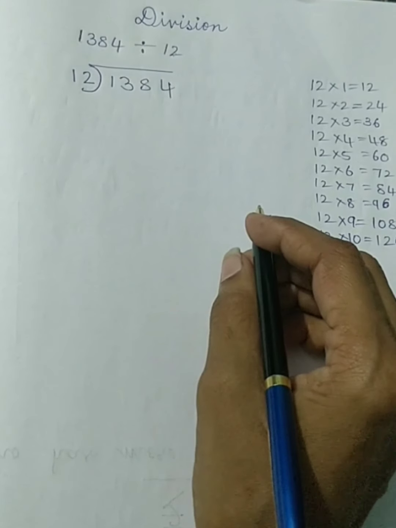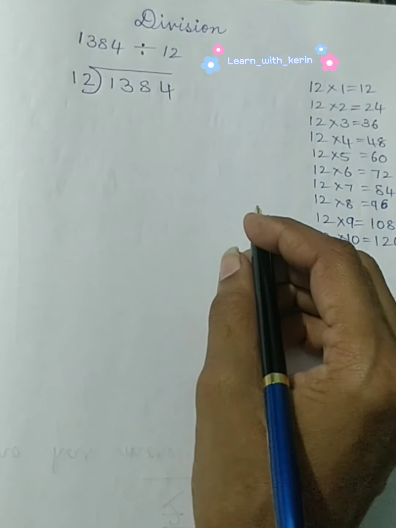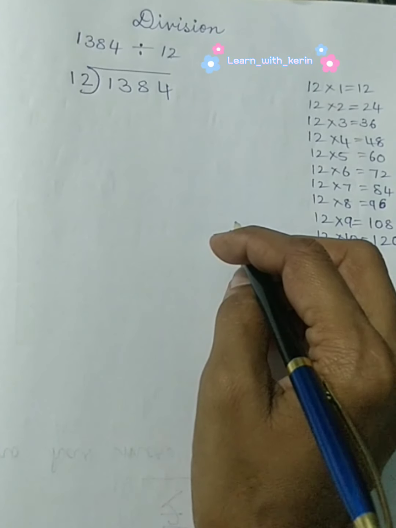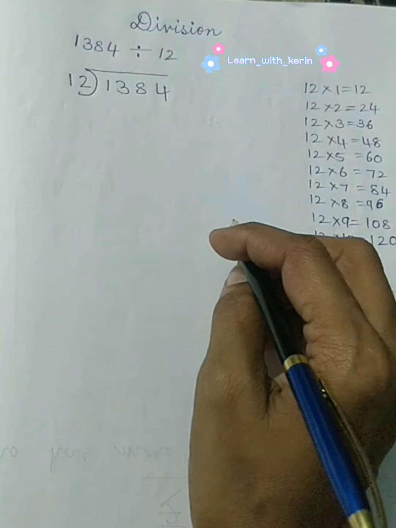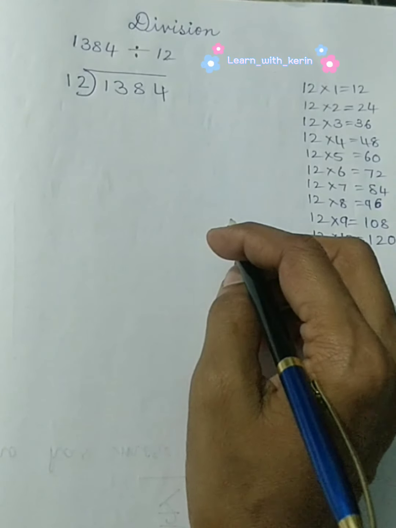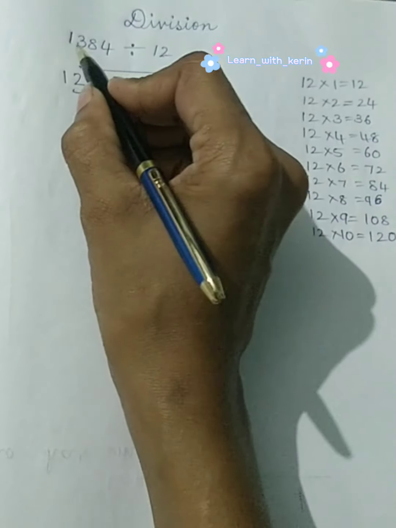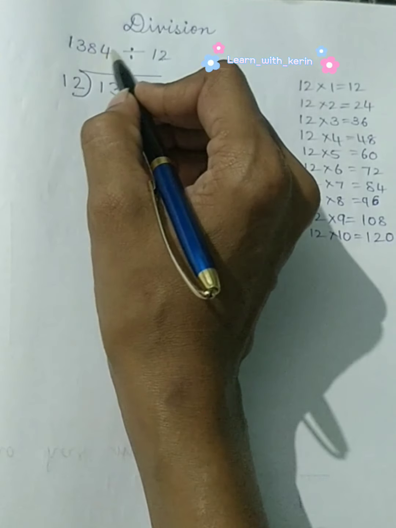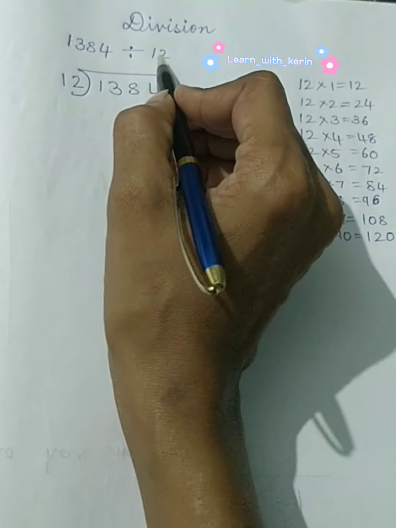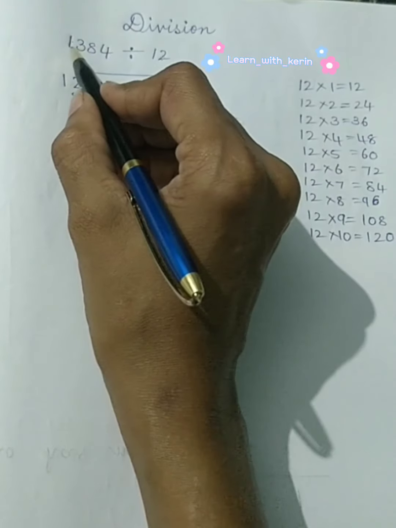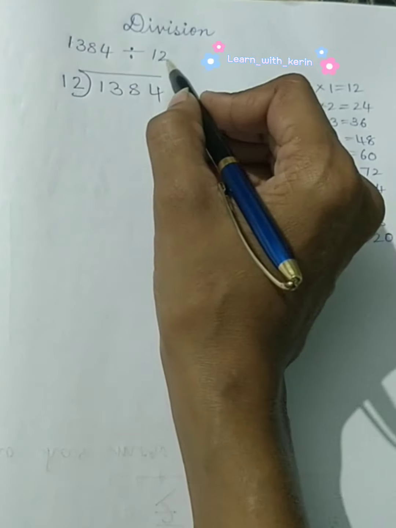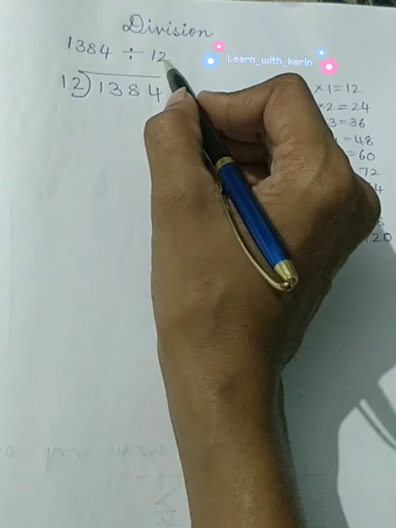I am Kiran, your maths teacher, and today I will be teaching you all how to solve division sums. Children, as you can see here on the screen, I have written a problem. Let me read the problem first. The sum says 1384 divided by 12. Children, the number 1384 is called dividend and the number 12 we call divisor.